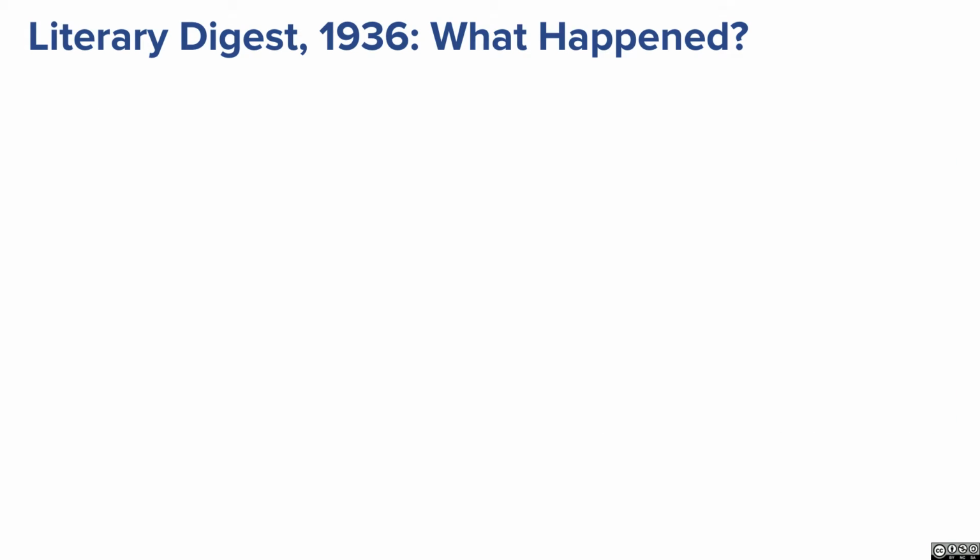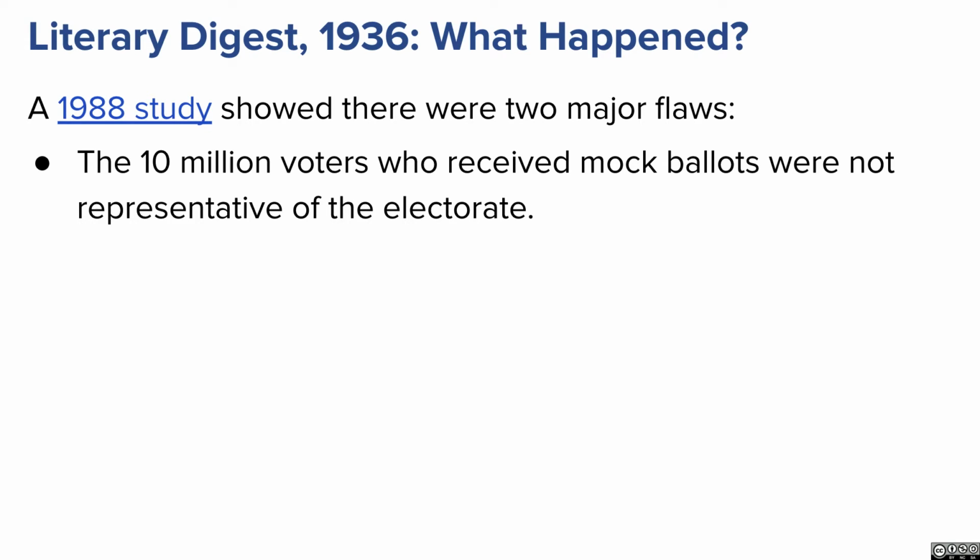What happened was, well, there are two flaws. The flaws were in data collection, not in their data analysis. One flaw is that the voters they sent ballots to were not representative of the electorate. They sent out ballots to magazine readers, and magazine readers are not necessarily representative of the entire American public.